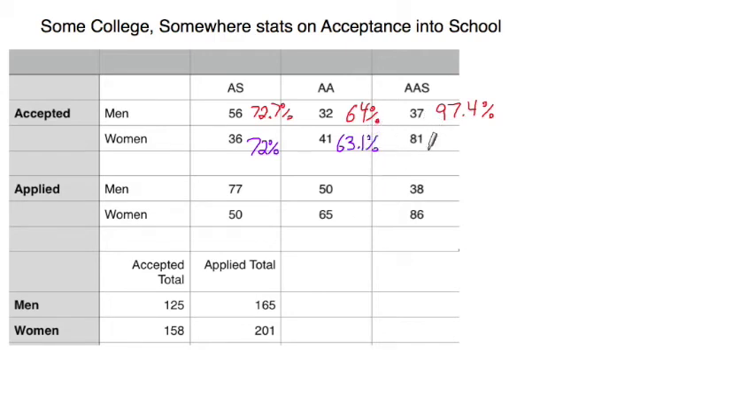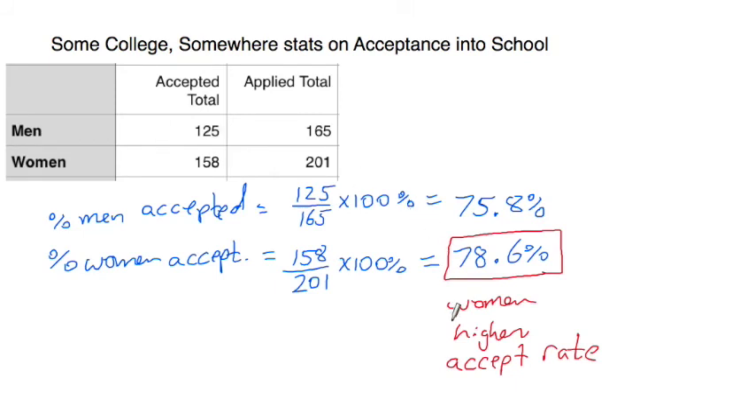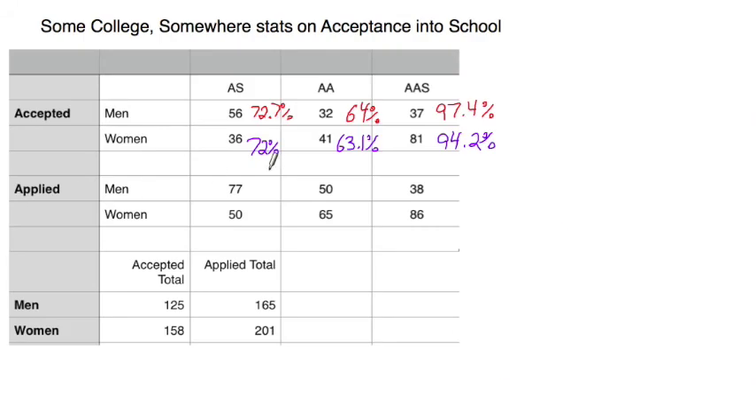Alright, the last one, 81 out of 86. So 81 divided by 86 gives you 94.2%. And again, the men did better than the women. So after you break this all down, we started off with the women having a higher accept rate overall at this college, but if you look at each individual program, the men did better than the women. So this is an example of Simpson's Paradox, when things flip.